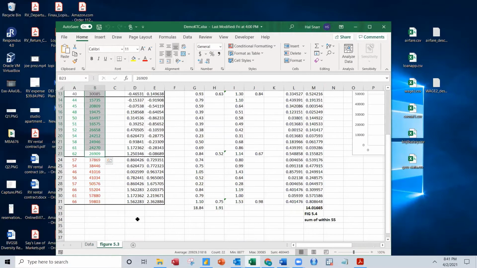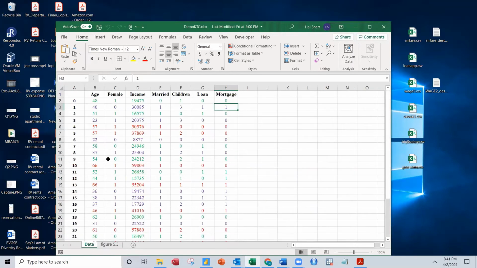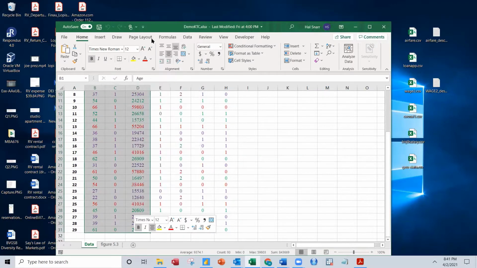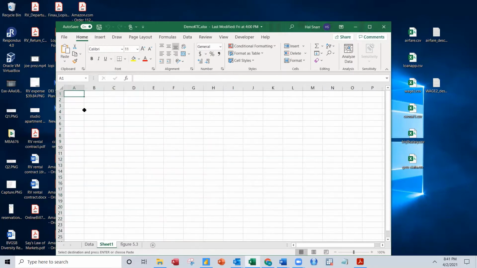And let me just do this. I'm going to copy these two, age and income. I'm going to kind of replicate the example in the textbook. I'm going to copy them to this blank table here.